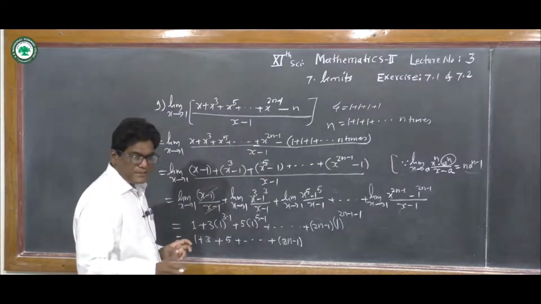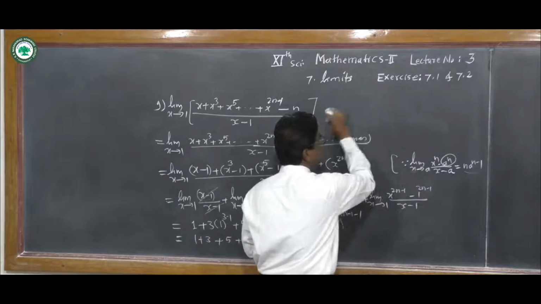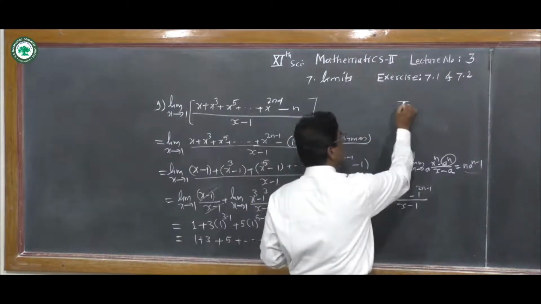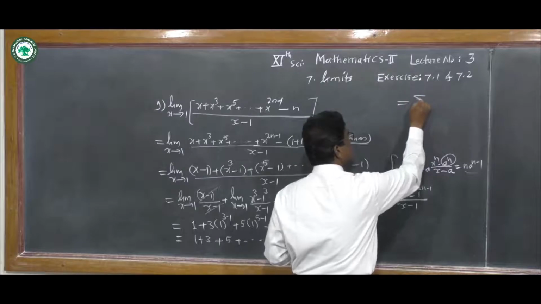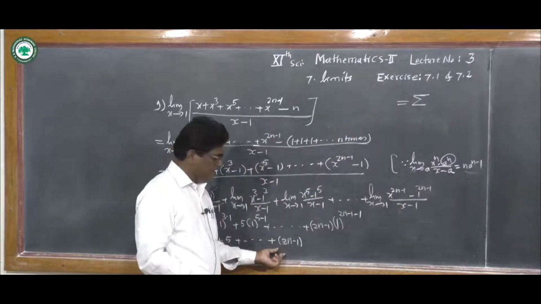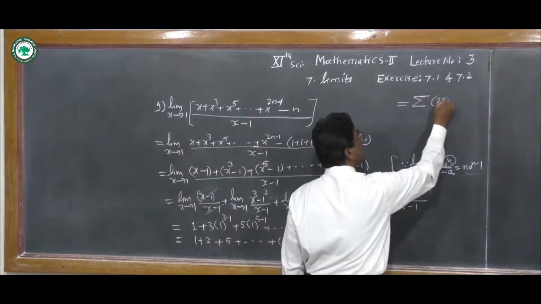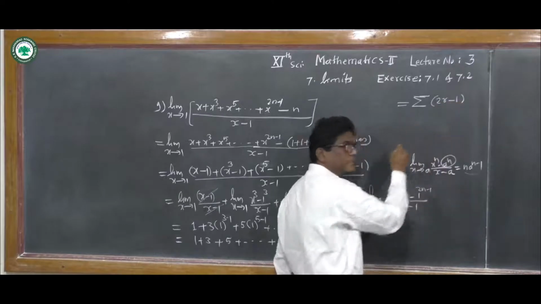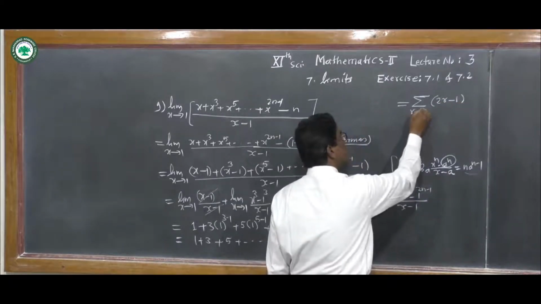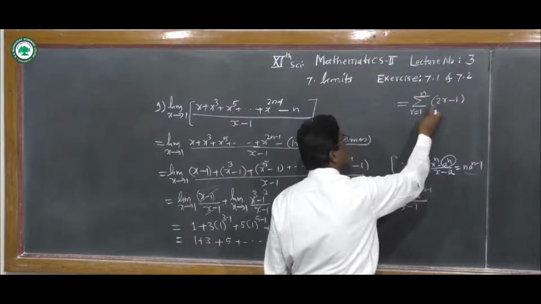So we write this addition in terms of summation notation. So here we write this addition, it is equal to summation. Here general term, last term is 2n minus 1. So we write here 2r minus 1. Instead of n we take here now r, general term. And now r from 1 to n because these are n terms. Okay, r from 1 to n.